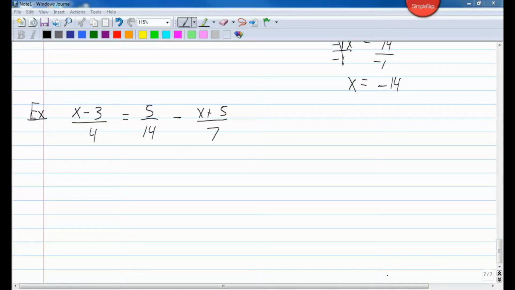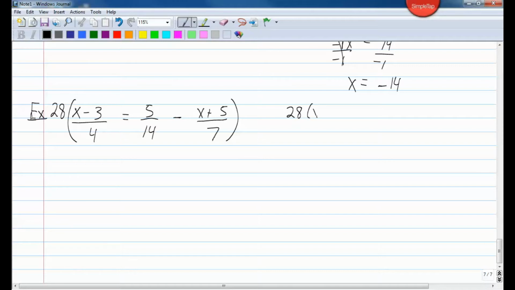Alright, so let's take a look at this linear equation with fractions. So look at all of the denominators. We have a 4, a 14, and a 7. And we want to find the smallest number we can divide all three of those numbers into. Alright, so that would be 28. Right, you can divide 4 into 28, 14 into 28, and 7 into 28. So I want to say 28 times each term here.